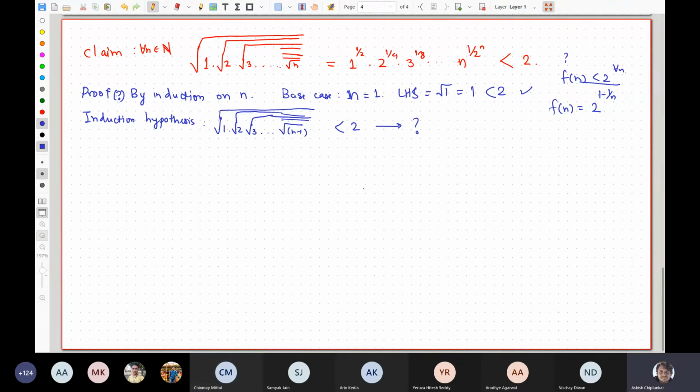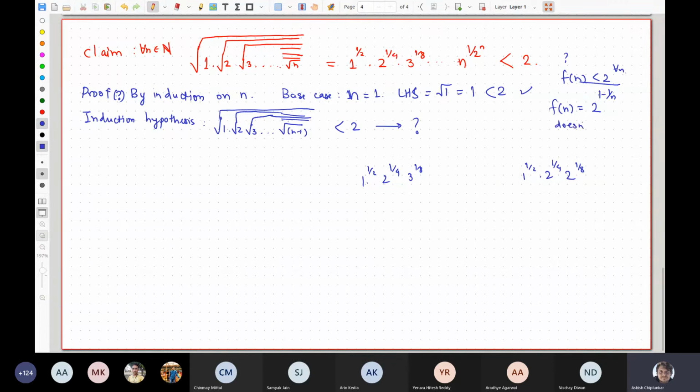So this expression, 1 to the 1 by 2 times 2 to the 1 by 4 times 3 to the 1 by 8 and so on. How is this as compared to 1 to the 1 by 2? Decrease it. Sorry? Actually, I think he was trying to increase, but that will just decrease it. Exactly. So I'm not sure about this. This fn equal to this doesn't seem to work.